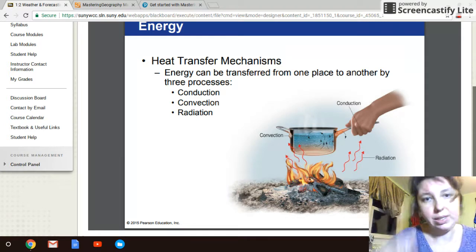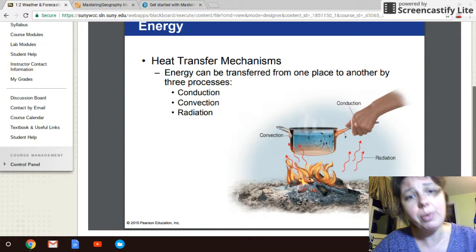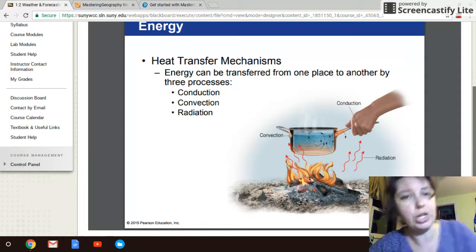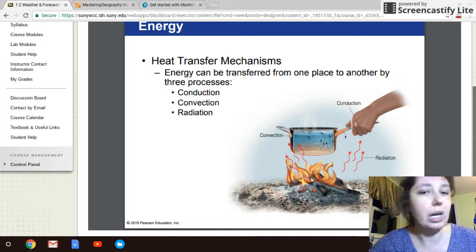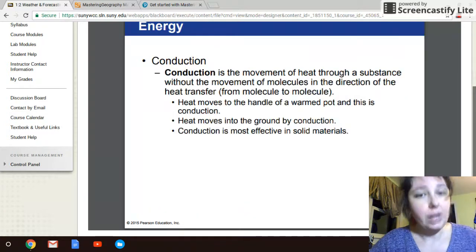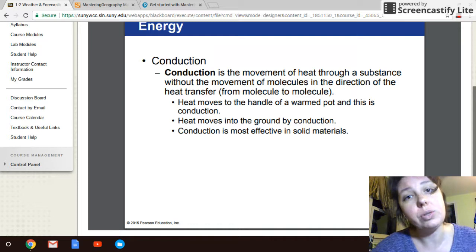150 degrees. There are three ways that I can categorize the transference of this heat energy in the molecules, and that is through conduction, convection, and radiation. Conduction is movement through a substance. We typically would say this is the action of molecules bouncing into one another.